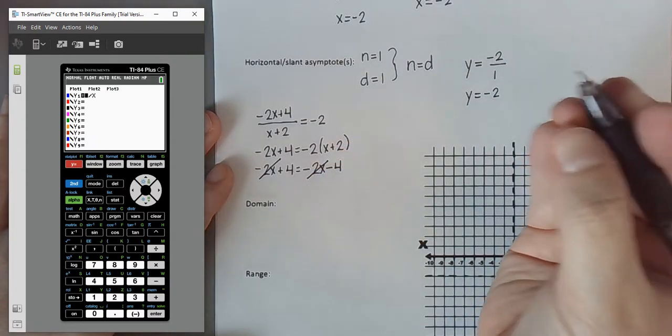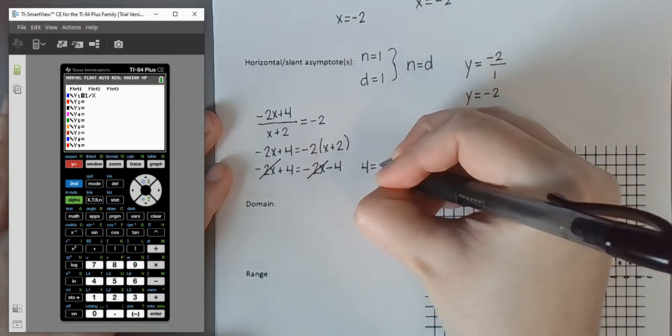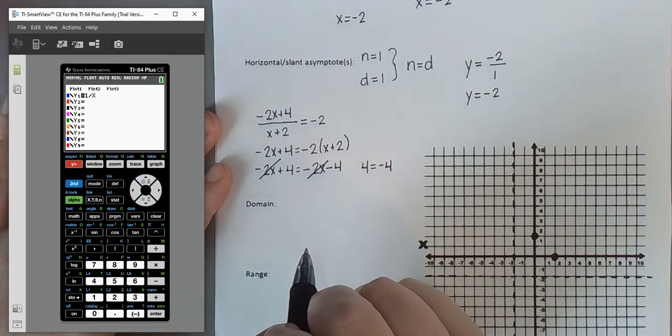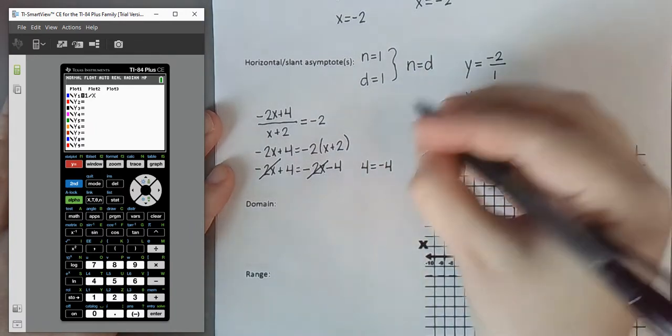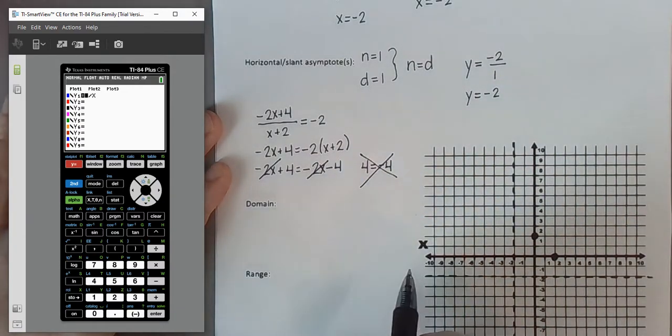But what are we left with? After we do that, we're left with 4 is equal to negative 4. So our variable has gone away. There's no way to solve for x, but what we also just ended up with is a contradiction. That can't possibly be true. So that's our indication that we do not cross that line.